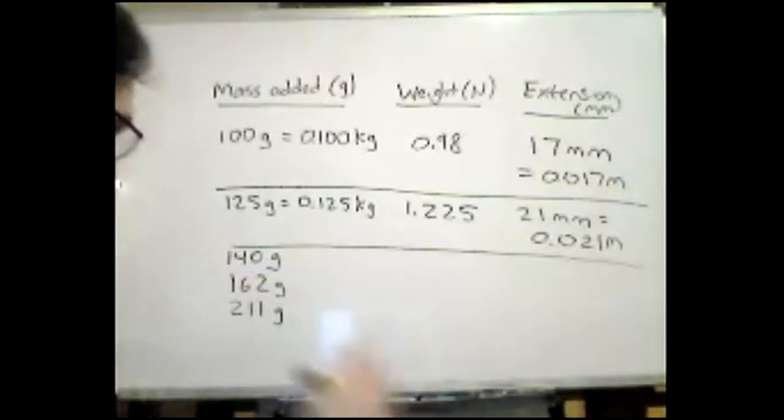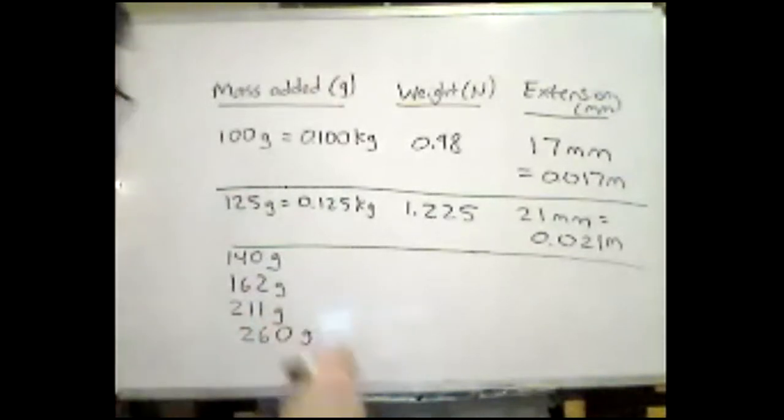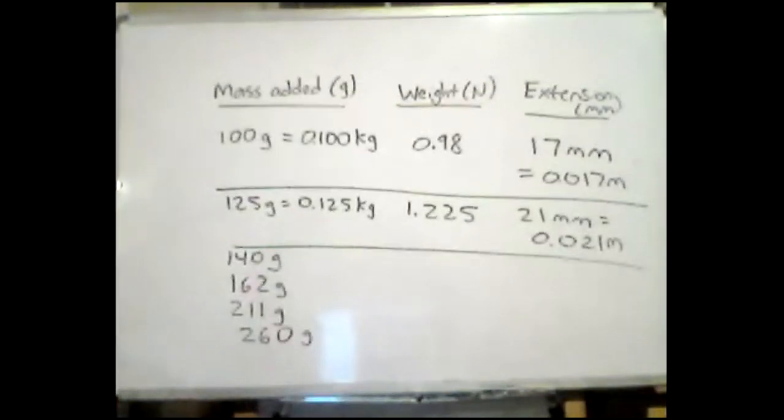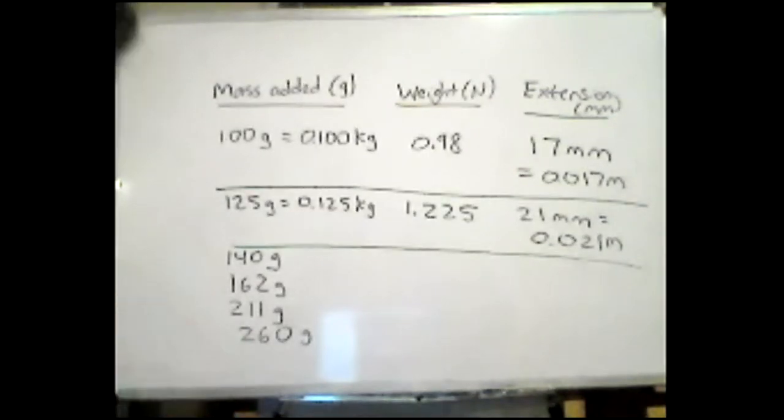And I think I did 260. Those are values I chose. You can choose your own values, but those are the values I chose. And again, I did the exact same stuff. I went to the software, figured out the displacement. That's for you guys to do now. So again, you can pick whatever numbers you want, like I say, the ones that I picked.